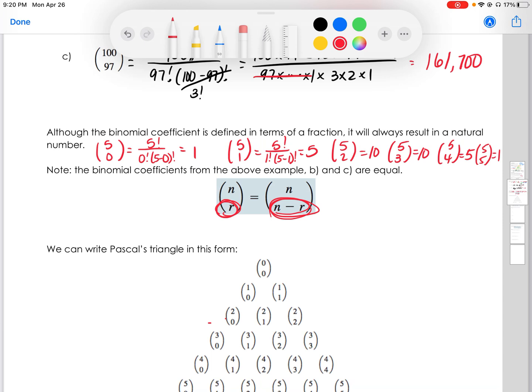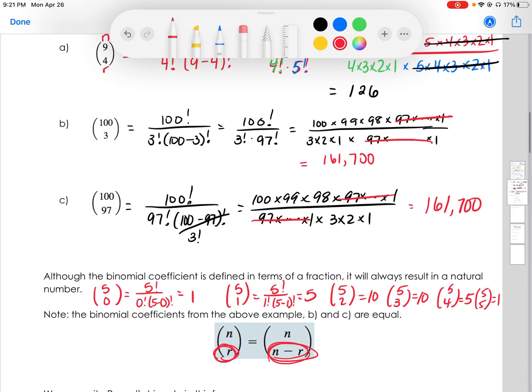Okay. So we're also going to notice that when n minus r is the same as r, we're going to get the same answer. Okay. So when the difference between n and that other number is the same as that other number, then it doesn't really make a difference. Just like we saw up here, 100 choose 3, the difference, 100 minus 3 equals 97. That's why these are the same, because 97 is the difference between these two numbers. Okay? You're going to end up with the same thing. So that's why we're getting this 10 and the 10 here. 5 minus 2 is 3. 5 minus 1 is 4, so that's why we're getting 5 and 5. 5 minus 0 is 5, so that's why we're getting 1 and 1.